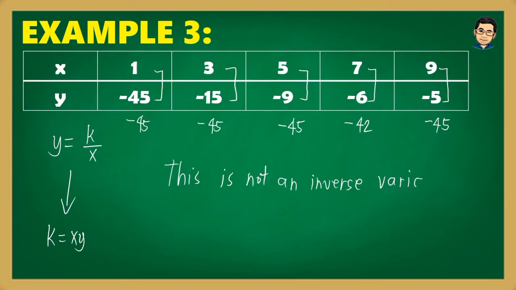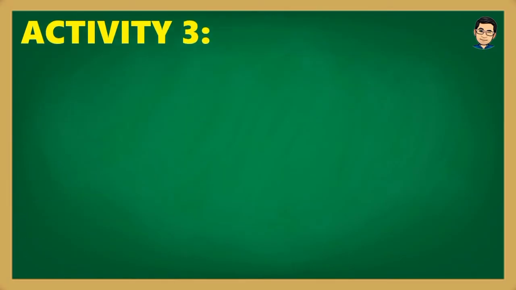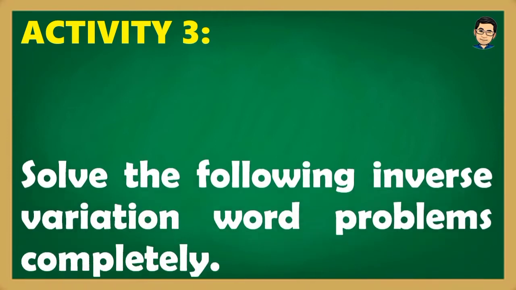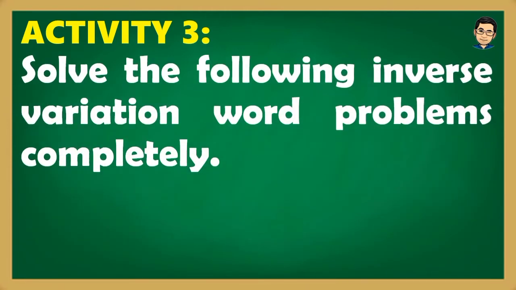So, I hope naging clear yung discussion natin kung bakit hindi siya inverse variation. It's because hindi natin na-obtain yung constant value. So, kung negative 45 lahat ang nakuha natin, we can consider this table of values as an inverse variation. For the last activity, solve the following inverse variation word problems completely.